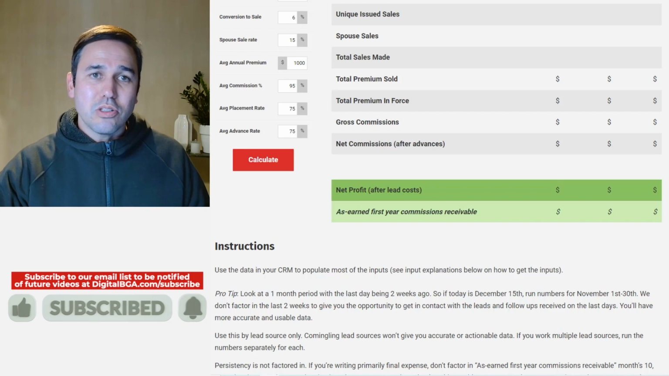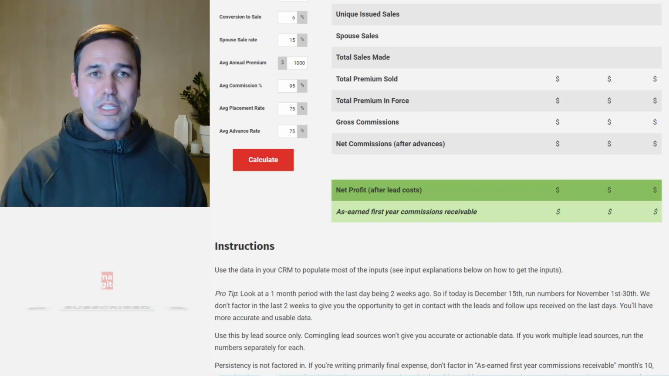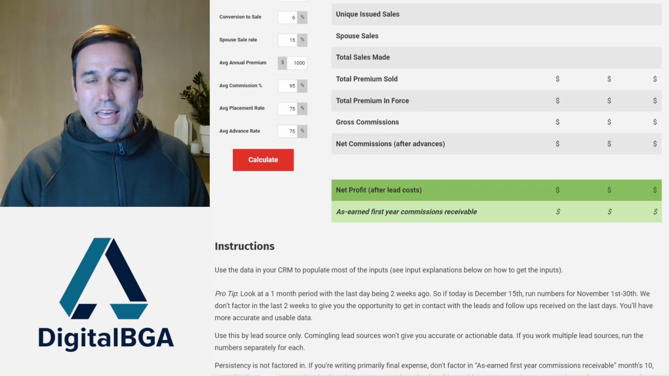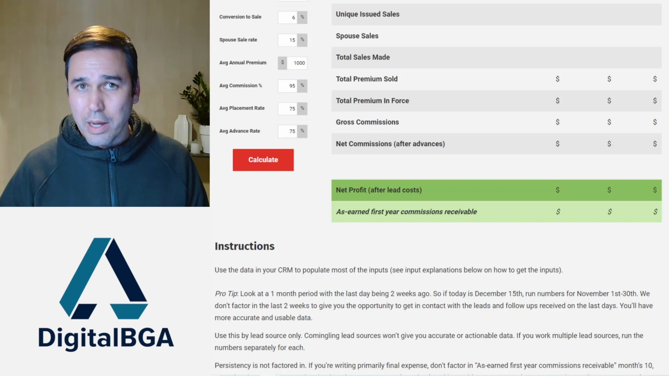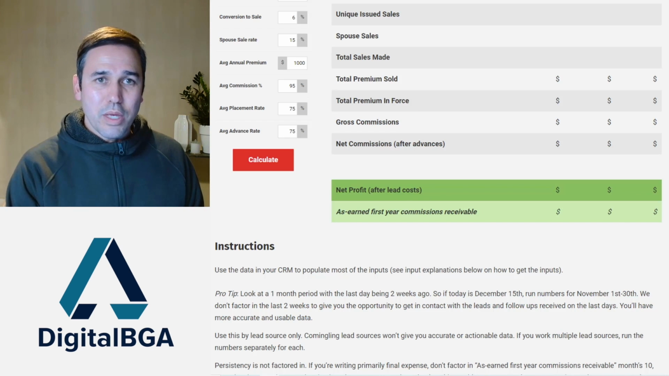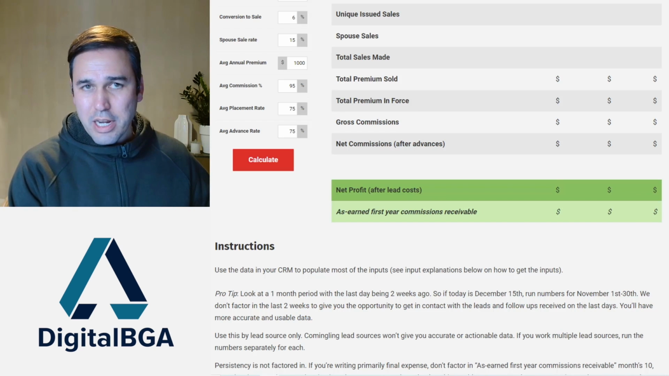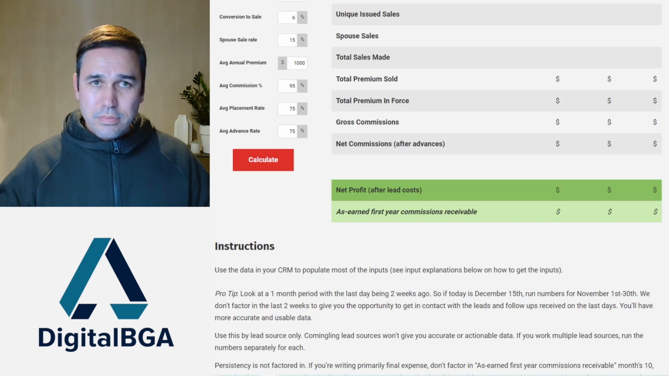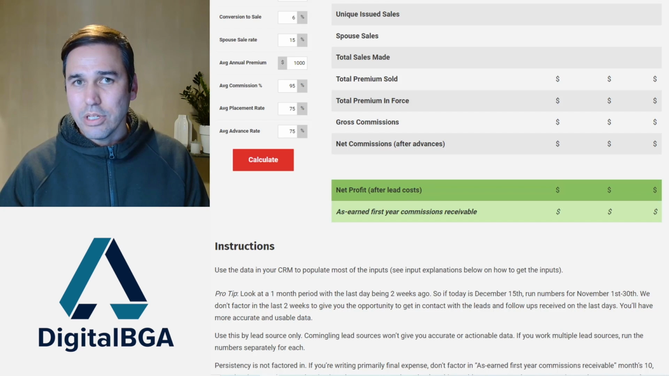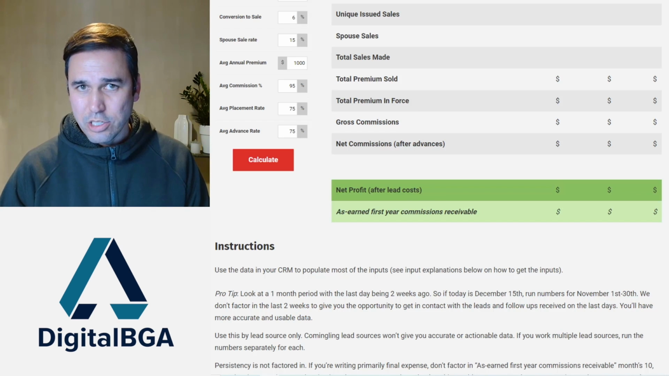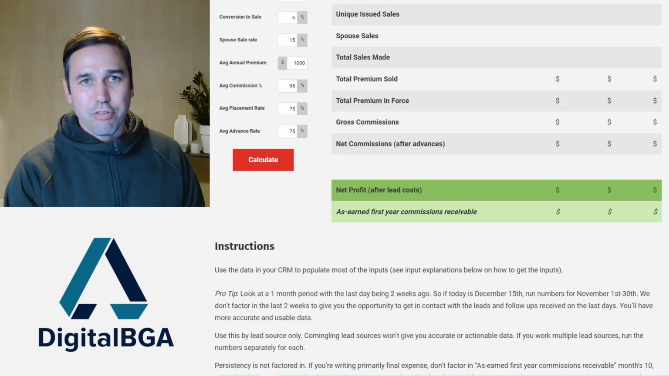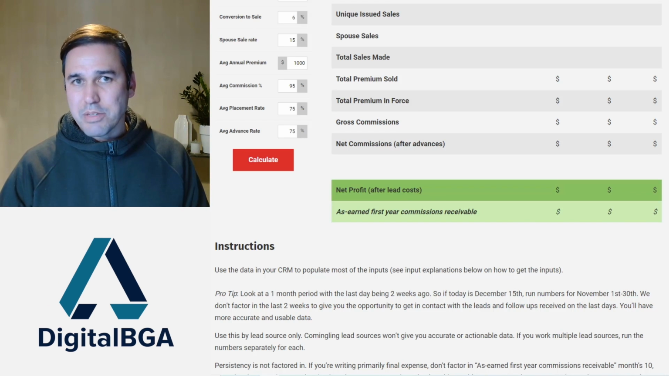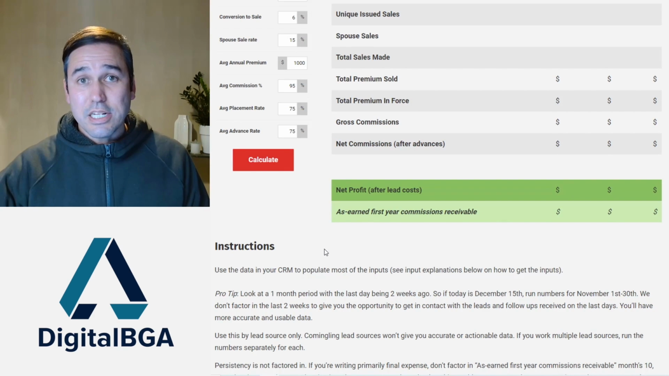So if today is December 15th, you'd be looking at a date range of November 1st to November 30th. Now we do that because we don't want to see the data on the leads that we received yesterday or a few days ago. Those leads haven't had enough time to mature, right? We haven't had enough time to contact them, to make our presentations, to do our follow-ups. By going back 2 weeks in the previous 30 days or month before that, we have more actionable and just better data to look at, all right? So that's why we do that. So make sure you do something like that. You can look 2 months back, 3 months back if you want, but just do the same time frame every single time. So let's get into the inputs here.